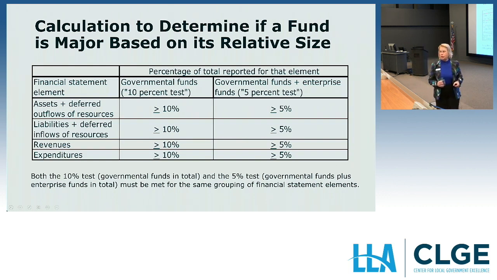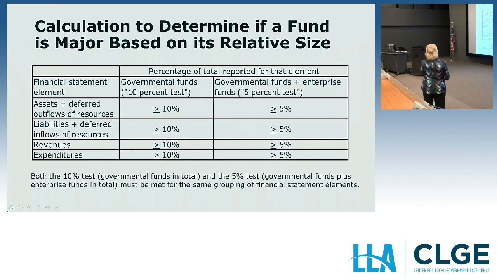Here's your calculation on your major funds. How do I calculate it, Diane? So we've got a 10% rule and we have a 5% rule. You have to pass both. First, you do your 10% rule. Those are the elements along the left, and you have four choices right there.